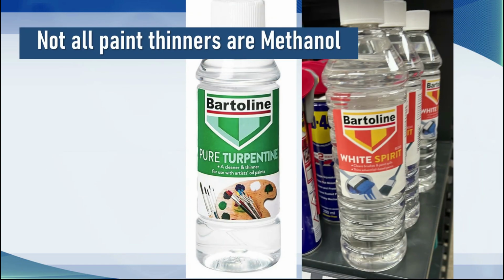I think it's worth pointing out that not all paint thinners contain alcohol. Turpentine, on the left, is a natural solvent from the resin of conifer trees, and white spirit is a petroleum-based solvent. So these are not alcohols, but you may use them for the same reasons you'd use methylated spirits.